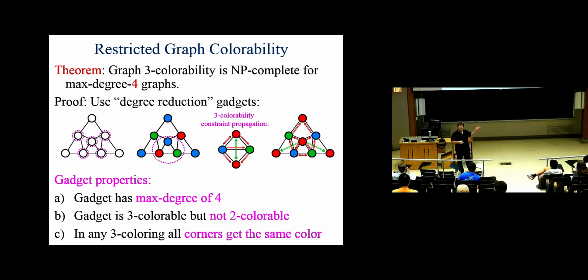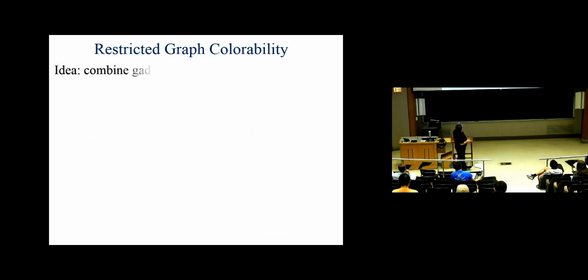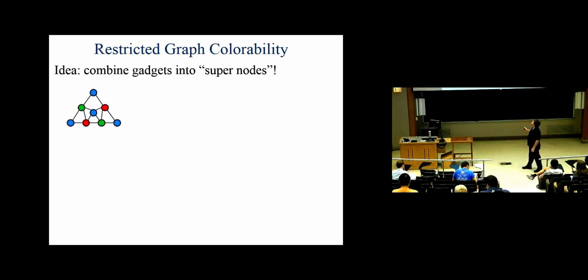We're going to use this gadget that now has these properties as a lemma in the larger proof, showing that max-degree 4 graphs colorability is NP-complete. All right, so here comes the big idea. We're going to use these gadgets as node replacements. And this gadget has these 3 properties, but so do multiple copies of the gadget. So here's the gadget that we showed the last slide. Here we painted the corners blue, not red, but same difference. All 3 corners must be the same color. In fact, the same color as the middle node, the blue here.